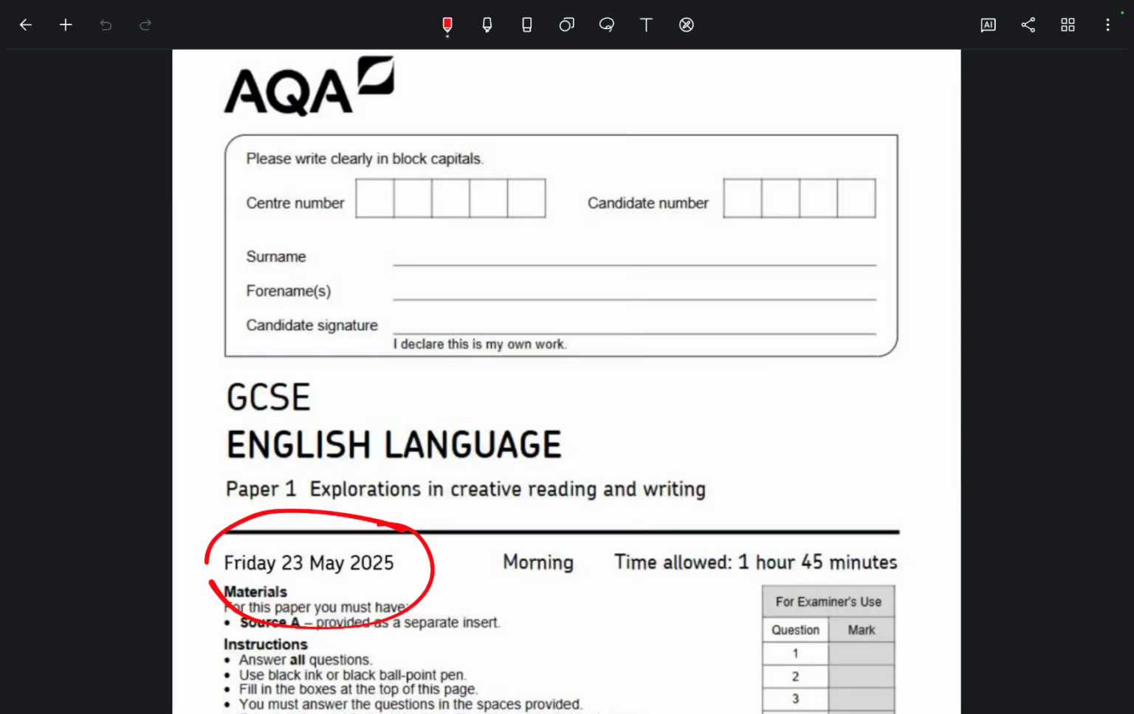Hi everyone, welcome back to another YouTube video. In this video we are looking at the GCSE English Language predicted paper for 2025 and giving you our predictions of how you can ace your English GCSEs.